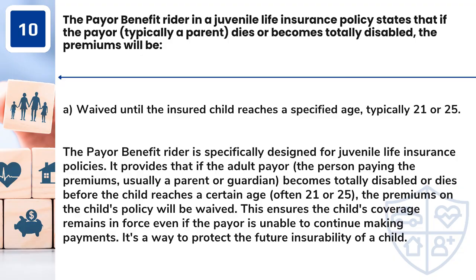Answer: A. Waived until the insured child reaches a specified age, typically 21 or 25. The payor benefit rider is specifically designed for juvenile life insurance policies. It provides that if the adult payor, the person paying the premiums, usually a parent or guardian, becomes totally disabled or dies before the child reaches a certain age, often 21 or 25, the premiums on the child's policy will be waived. This ensures the child's coverage remains in force even if the payor is unable to continue making payments. It's a way to protect the future insurability of a child.